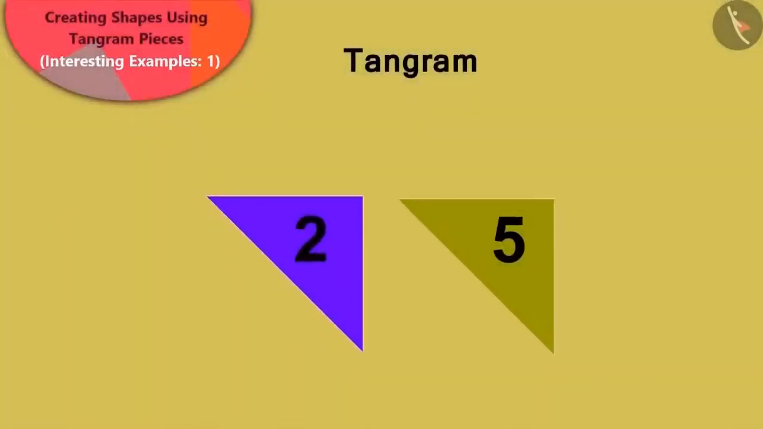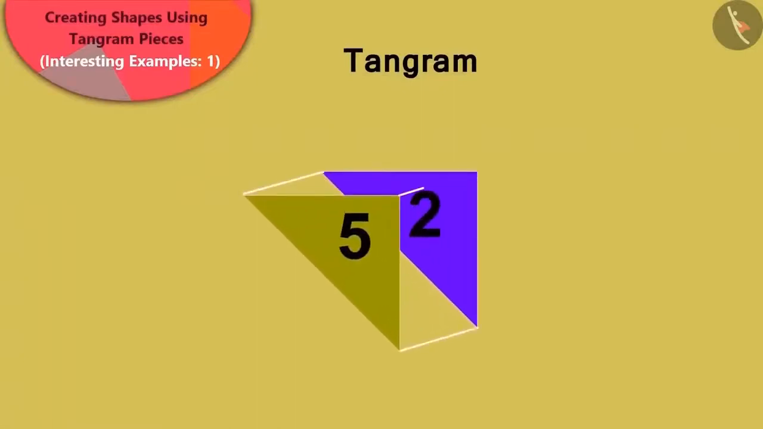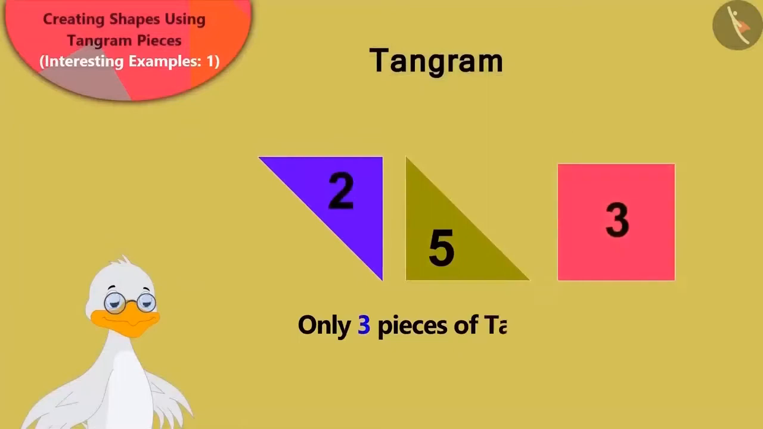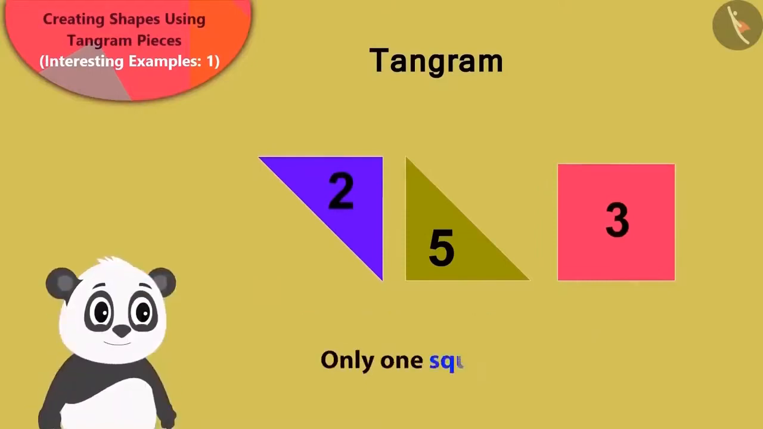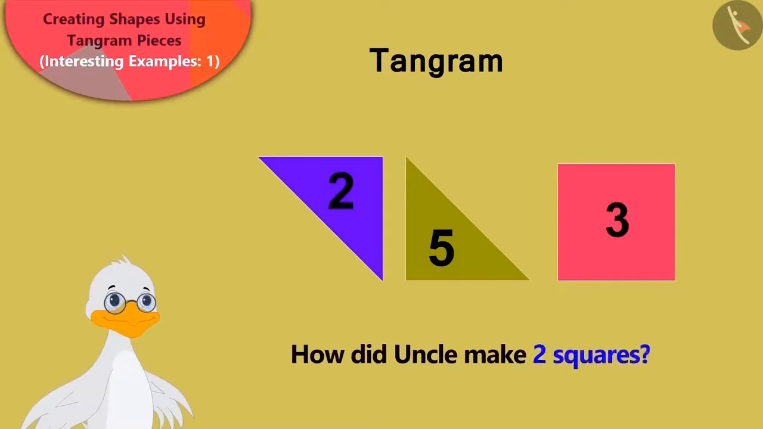Yes! If we take the triangular pieces number 2 and number 5 and pile them one on top of the other, then we will see that they are absolutely similar. Duck Uncle said that he can only use 3 pieces of Tangram to make 2 squares. Golu said that he can only see 1 square. Children, can you say how Uncle made 2 squares?